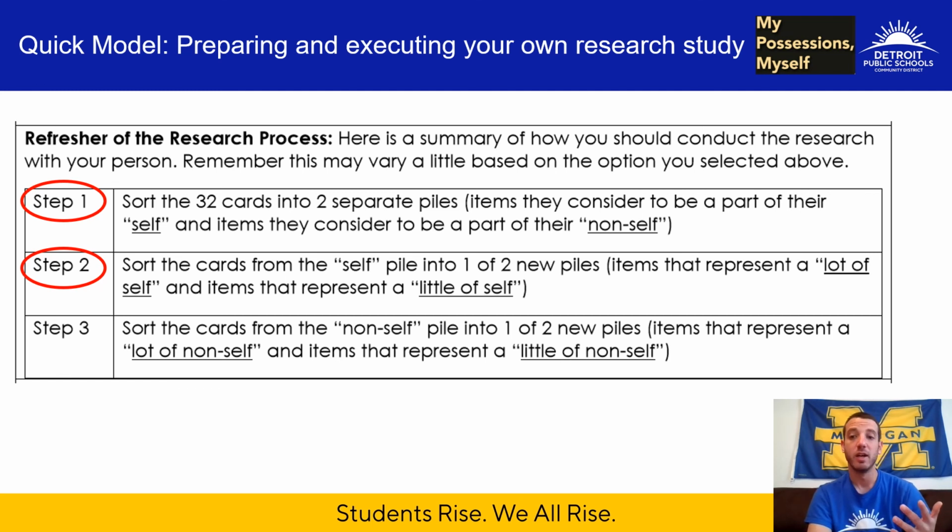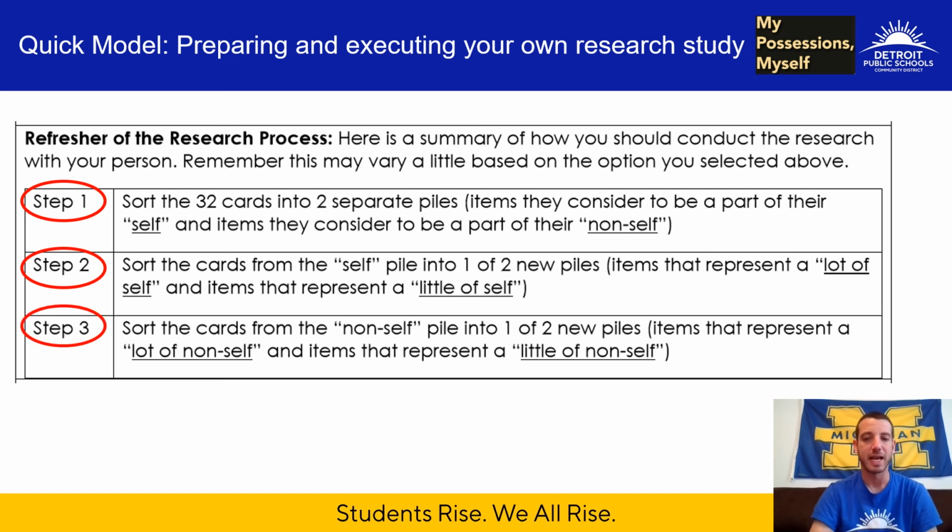So something that is totally a part of them and totally a part of their self-identity, they'll put in the lot of self category, and something that is still a part of their self, but maybe not as much a part of their self as something else in the lot of self category, they'll put in the little of self category. So they're basically just differentiating between the degree of how much something would be in the self category.